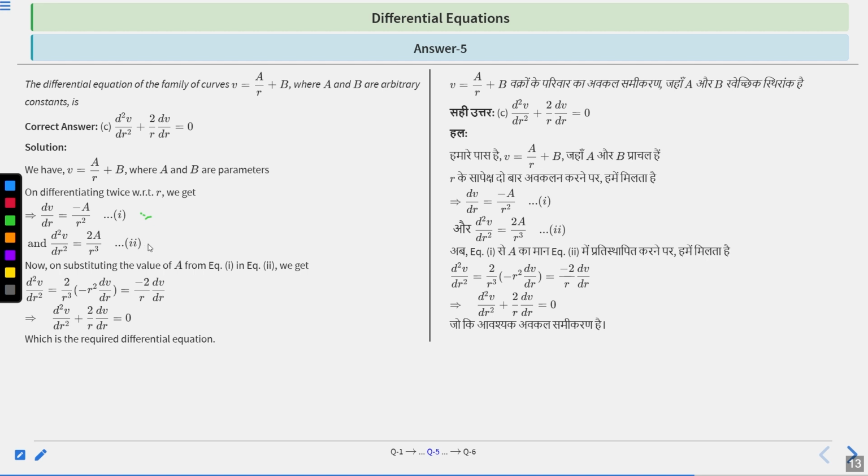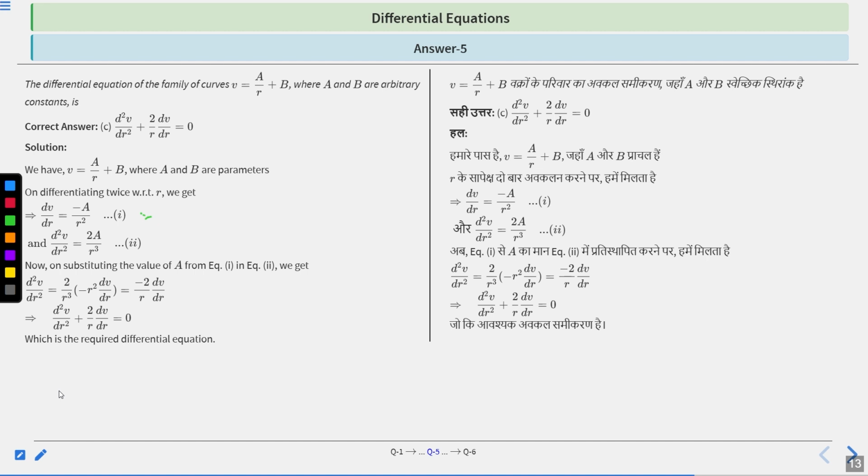Now, on substituting the value of A from equation 1 in equation 2, we get d square V upon dR square is equal to 2 upon R cube into minus R square dV by dR, which is equal to minus 2 upon R dV by dR. So d square V upon dR square plus 2 by R dV by dR is equal to 0, right? Which is the required differential equation.